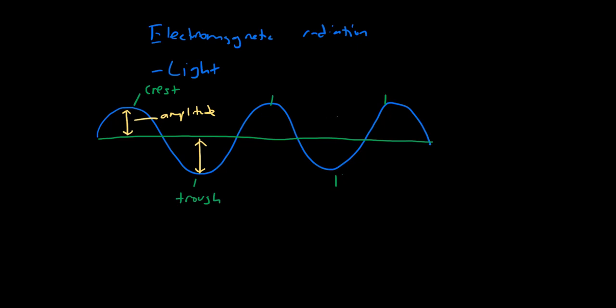And the wavelength is going to be the distance between two crests in a wave, or it can also be between two troughs. Or it can also be like from here to here. Now, the frequency is the number of crests or troughs that pass a point per second. So if there's a higher frequency, then there's more waves per second.